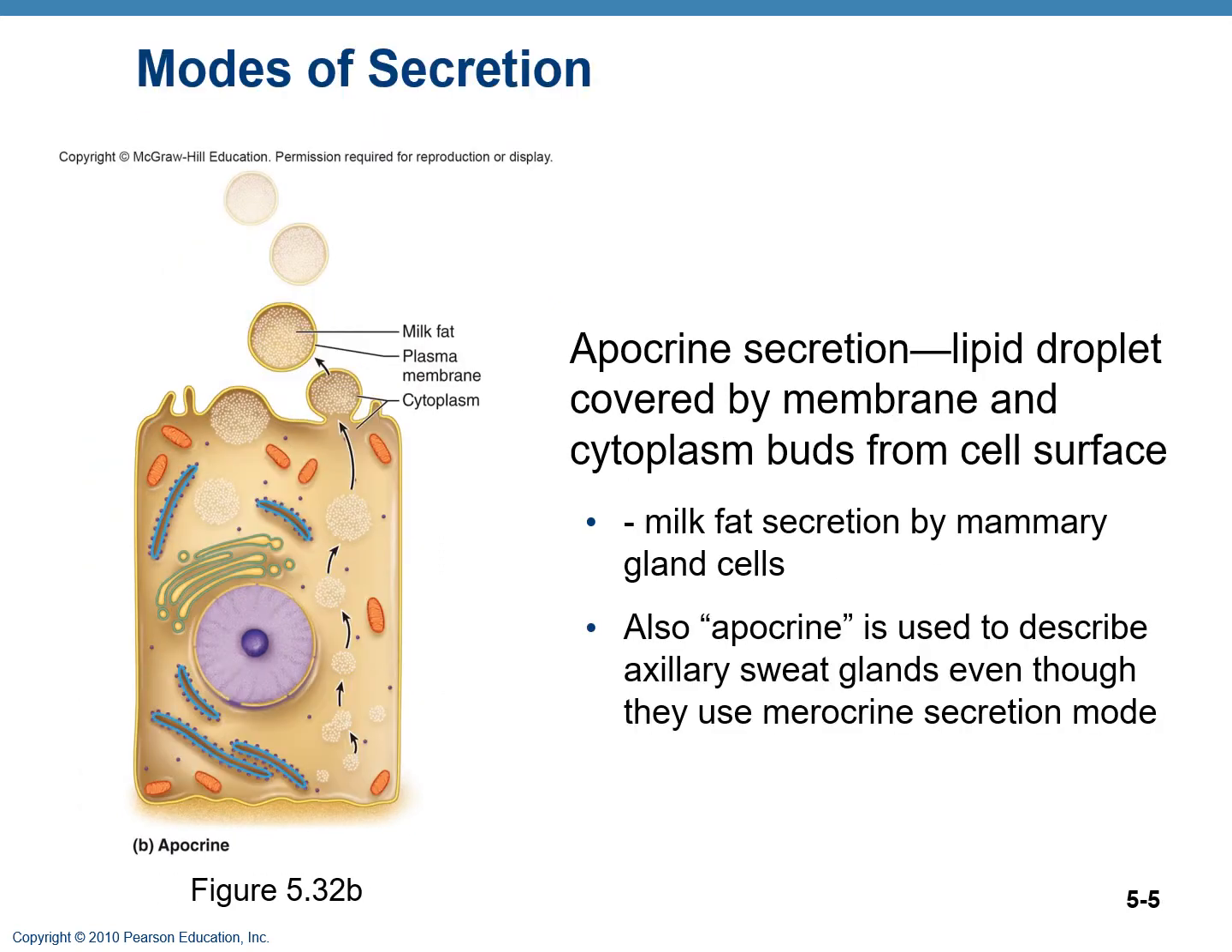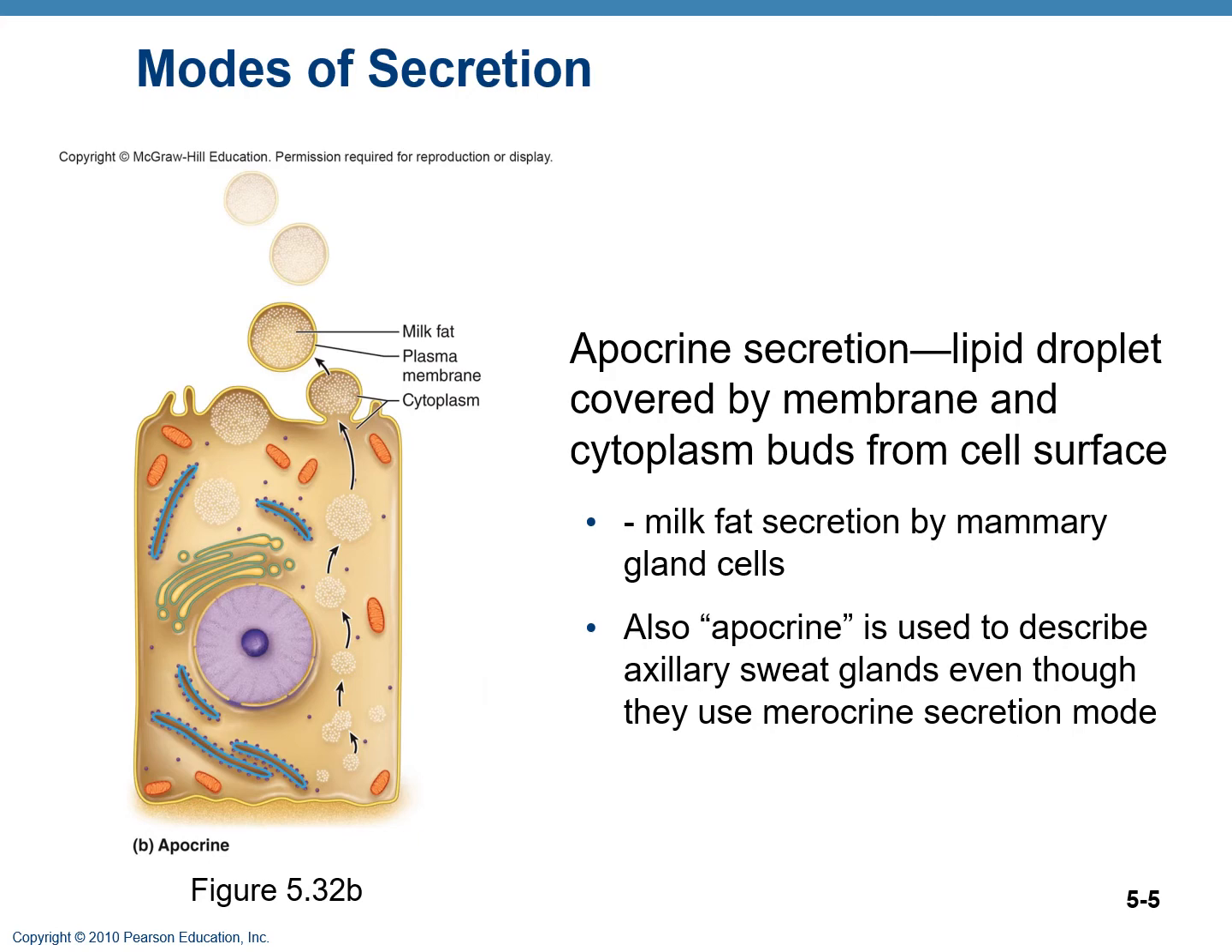We have apocrine secretion. This is similar to exocytosis, but rather than having a vesicle fuse with the plasma membrane and then releasing the products on the other side free of that vesicle, you basically have the continuation of a vesicle outside of the cell or gland. So we have a lipid droplet that's covered by membrane and cytoplasm that buds off from the cell surface. An example of this would be milk fat secretion in female mammary gland cells.